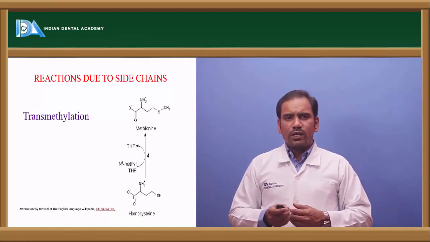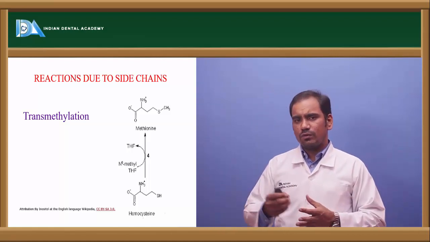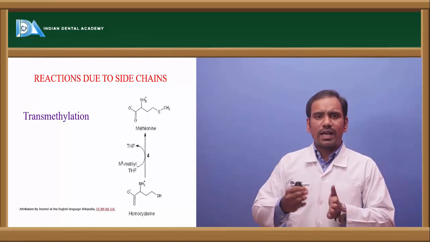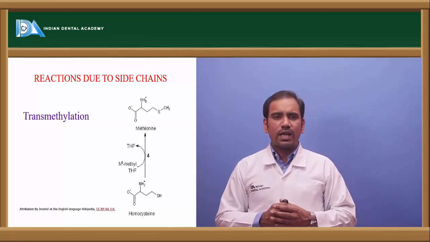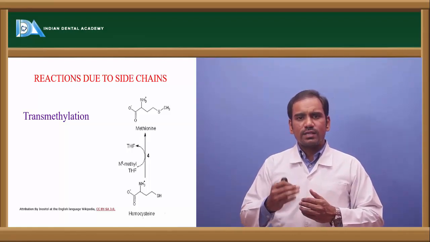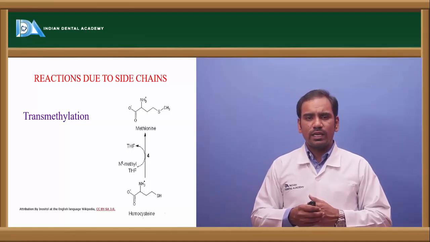Till now you have seen the properties due to the carboxylic group and properties due to the amino group. And there are some important properties due to the side chain. One of them is transmethylation. The name itself indicates there is transfer of a methyl group. That is what happens in transmethylation.